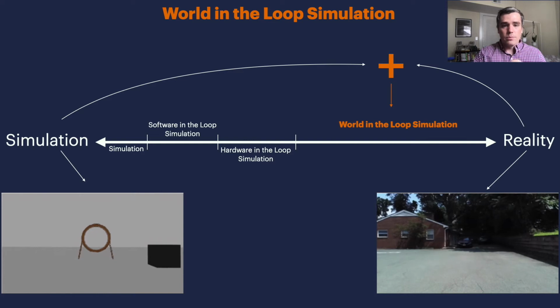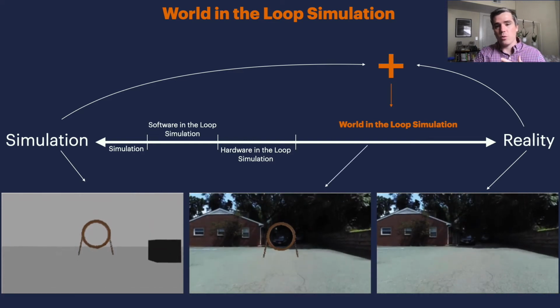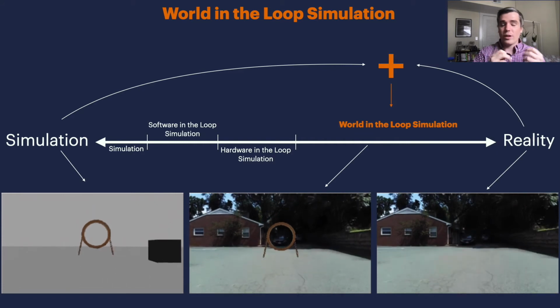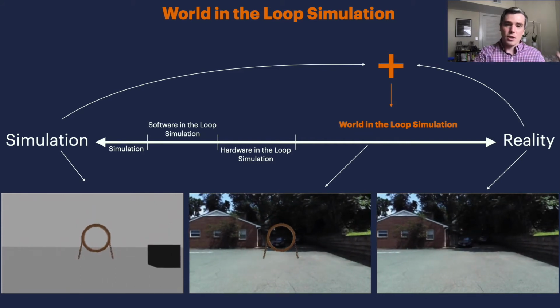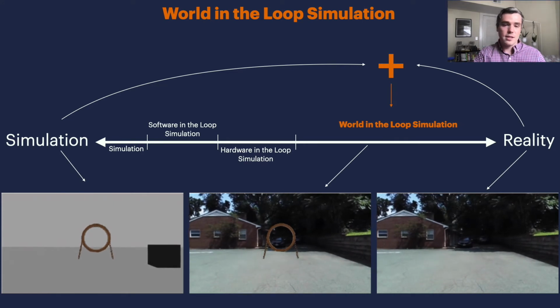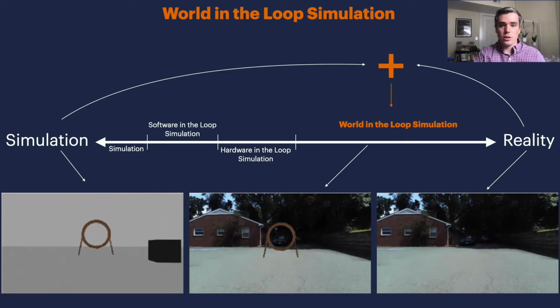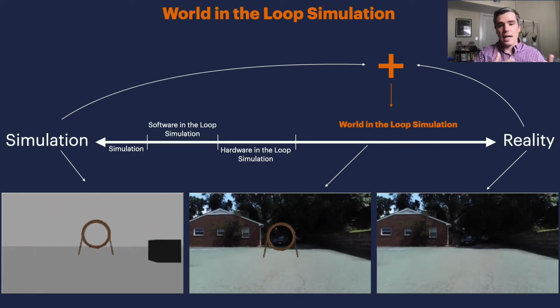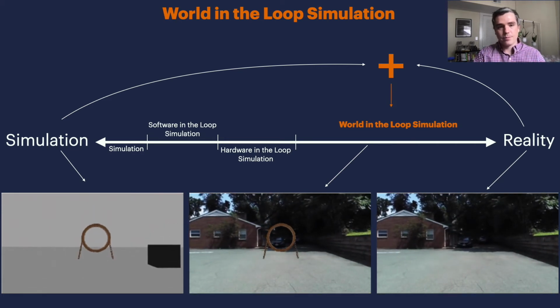As an example, we show a quadrotor taking off using world-in-the-loop simulation, where the camera data contains both parts of simulation as well as parts of the real world. In this example, we can see that the simulated gate is being placed in the real world, allowing the drone to experience an environment with real sensor data as well as simulated obstacles.